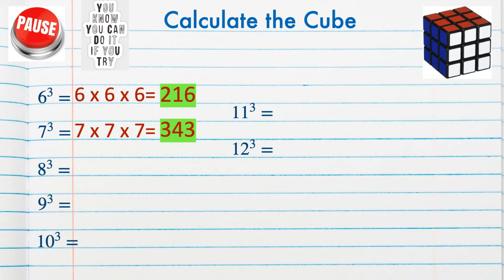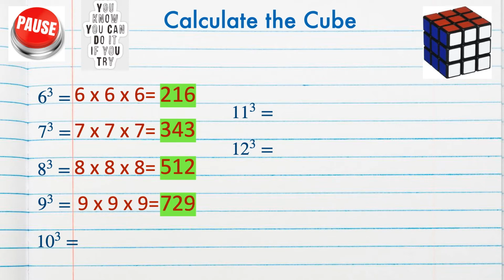8 cube is 8 times 8 times 8, which equals 512. 9 cube is 9 times 9 times 9, which equals 729. 10 cube, our base 10, which will be used in scientific notation. That means you'll be seeing this in science too. So 10 cube is 10 times 10 times 10, which equals, yep, 1,000. All right, I'm going to give you a last opportunity to pause the video and try some of these problems on your own.